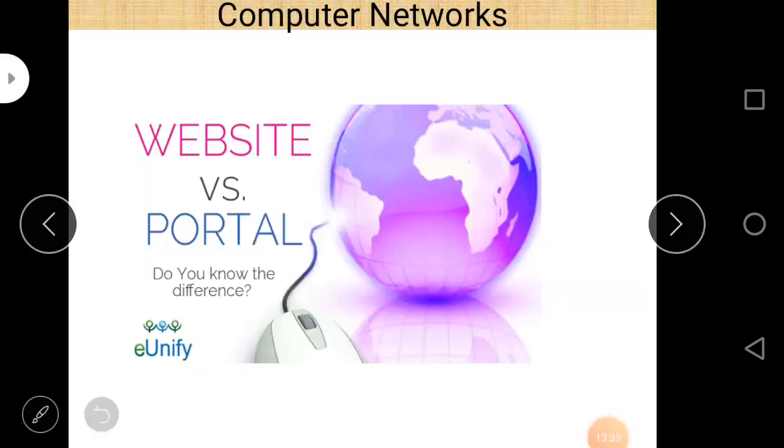Next is website versus web portal. There are again two important points, website and web portal.